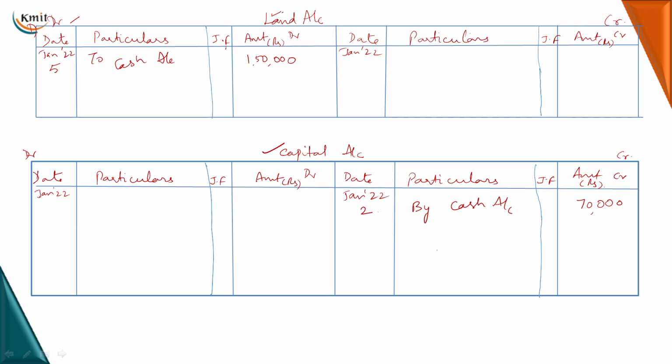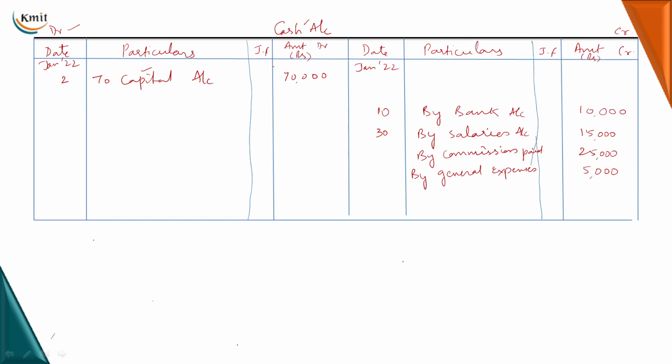1,50,000. And again, this is a debit entry we have made. We need to make a credit entry also, that will be in the cash account. By land account, 1,50,000. Right?